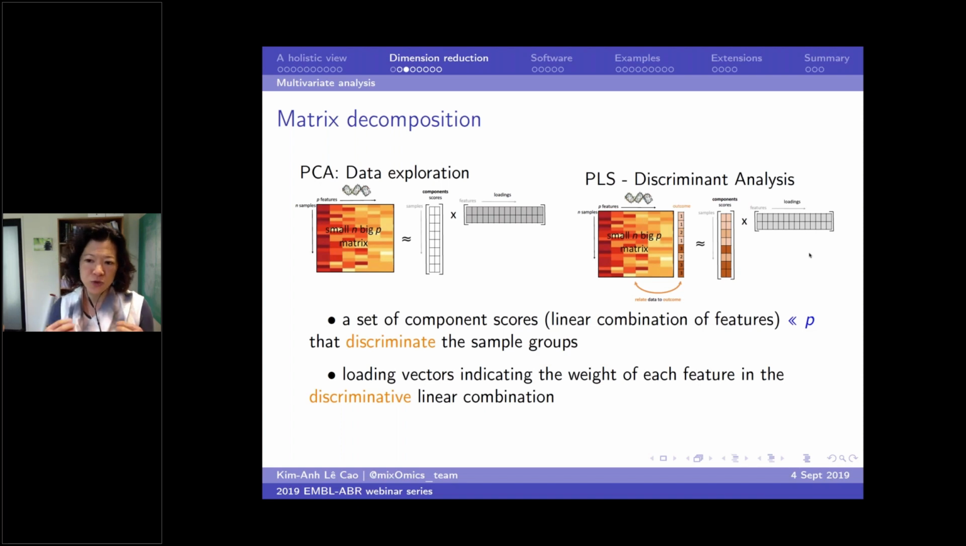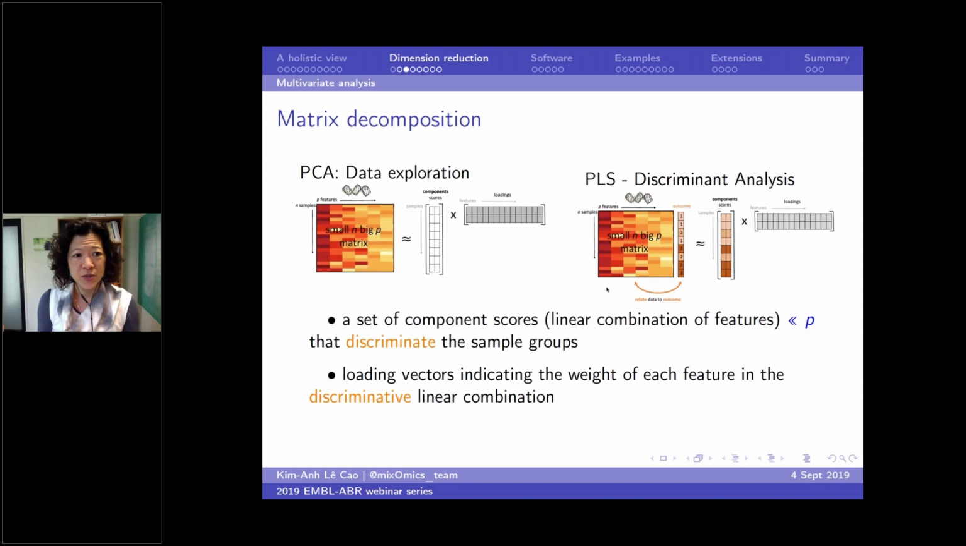And so we are going to put more weight into the variables that are discriminative and can help to separate those sample groups. So here I'm not talking about any statistical criteria that we use in order to find those loading vectors and component scores, but of course they exist. We are either trying to maximize the variance of the components, or we're trying to maximize the covariance between the outcome here and the data set here.